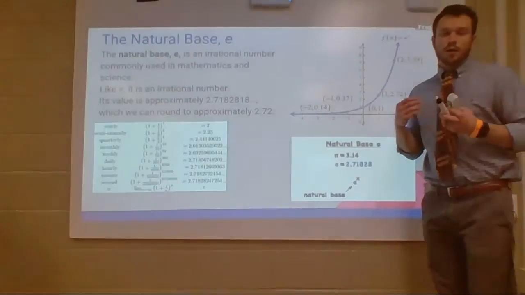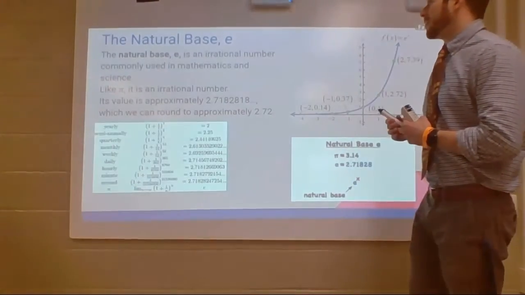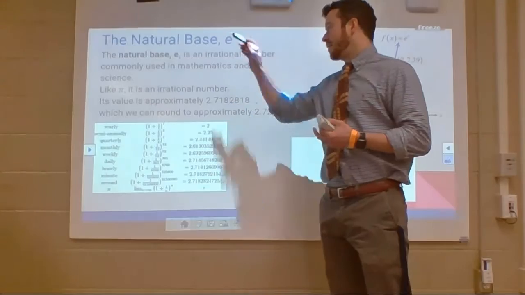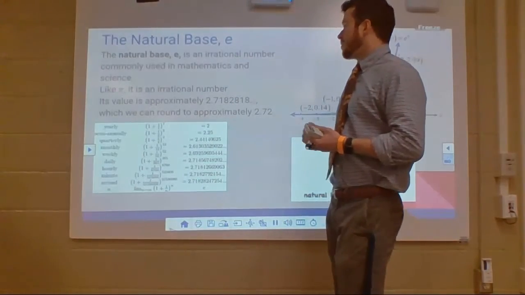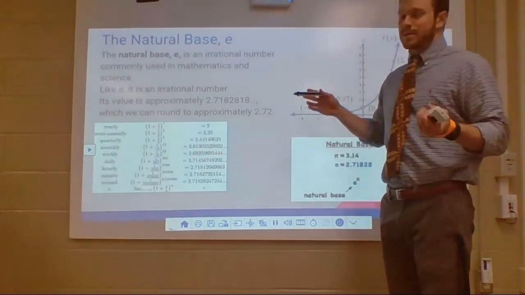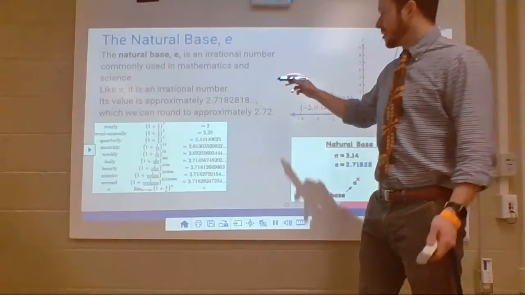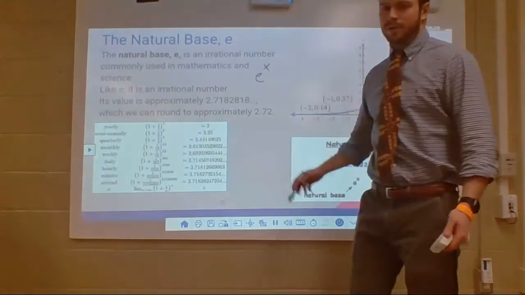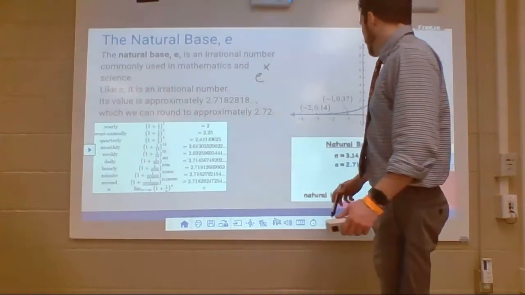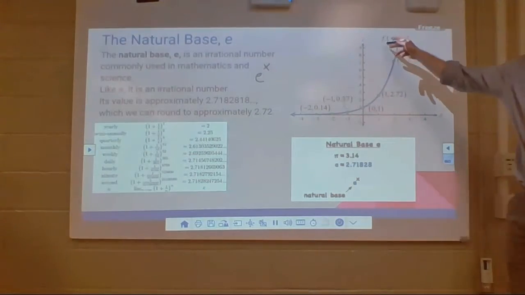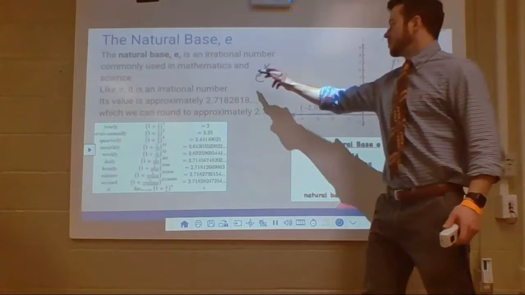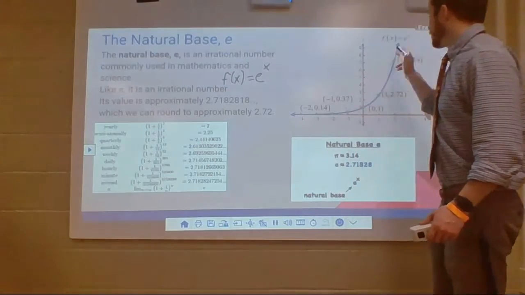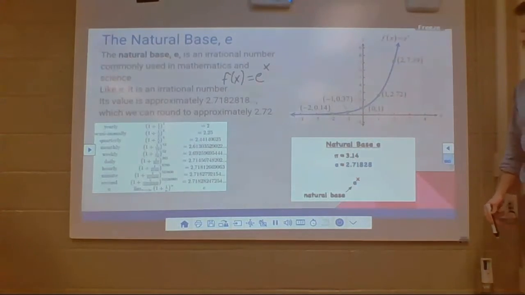Let's get going. Alright, so we've got a new friend that we're meeting today, and his name is just e. We call him the natural base. And the reason we call him the natural base is because he's just a base. We can take e and raise him to any power. You'll see e to the x. In fact, this is a graph of the equation f of x equals e to the x power.